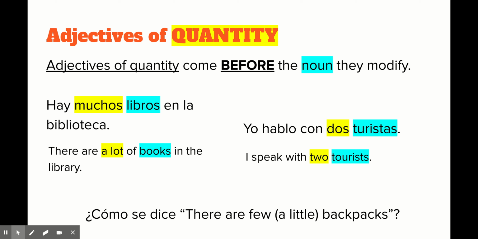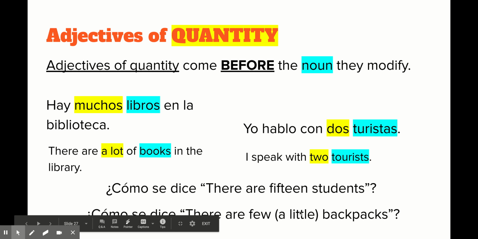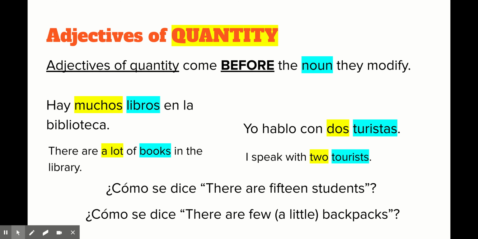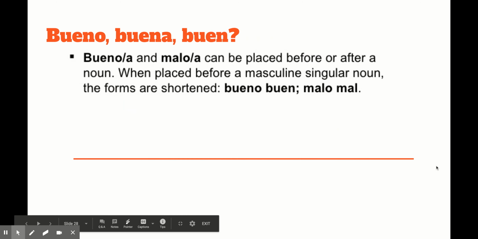So, ¿cómo se dice? Let's do this one first. Sorry, I forgot to do the transition. But the first one, ¿cómo se dice? There are 15 students. Again, you're going to answer this on the Ed puzzle. And then número dos, ¿cómo se dice? How do you say? There are few or a little bit of backpacks. Few backpacks, not small, a little, okay? It's few. Be careful of the difference there.